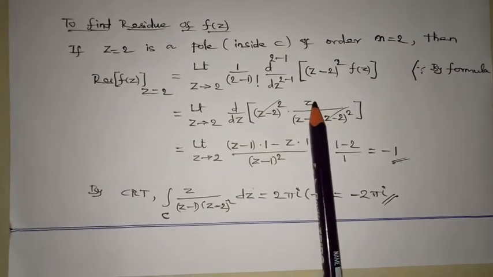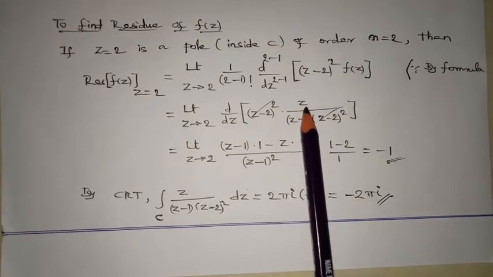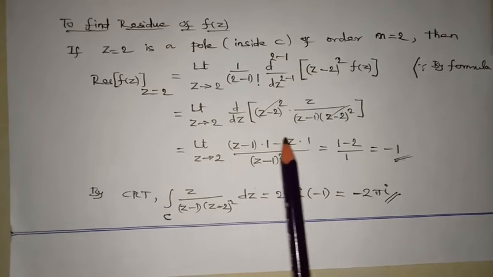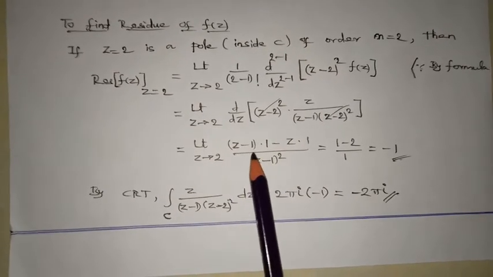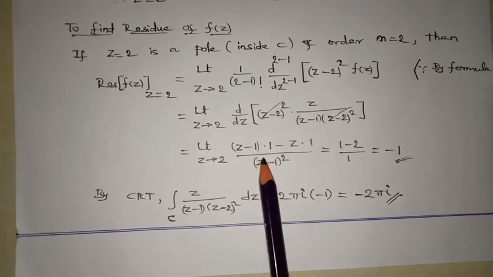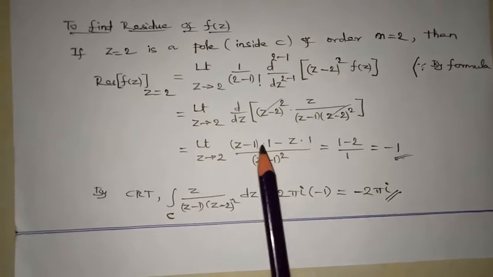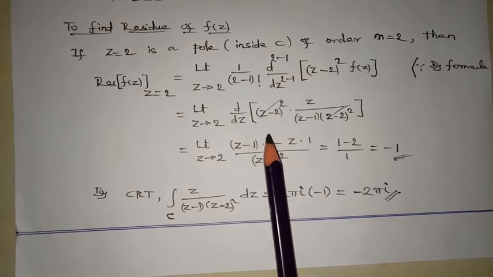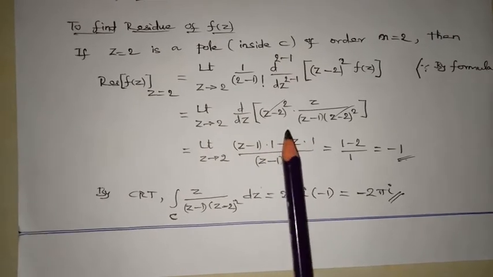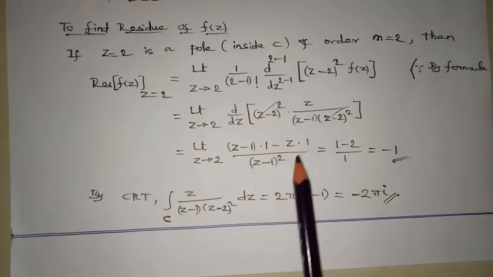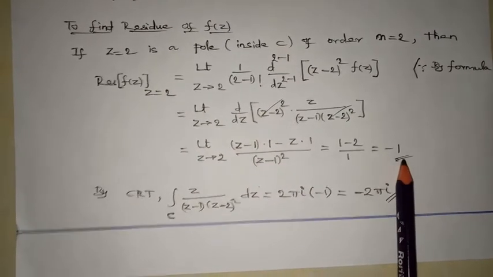This is again in the form of u by v. U is z and v is z minus 1. Apply the u by v rule, you'll get this step. After this apply the limit. So remember it: pole of order 1 means you can apply the limit directly. Pole of order more than 1 means you must apply the derivative first, then apply the limit. First derivative, then apply limits. And after simplification you got minus 1.